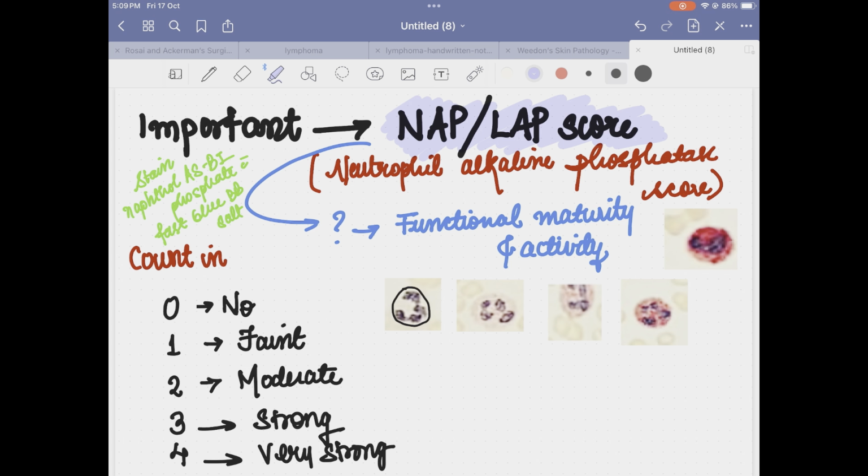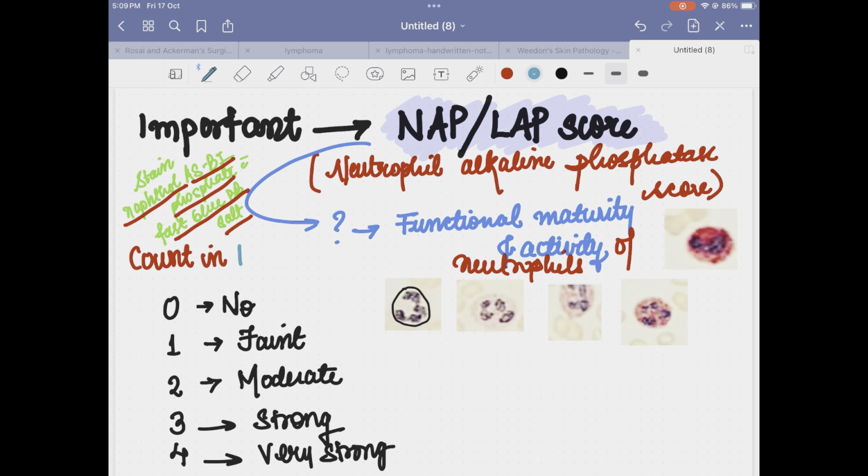So why is it done? It is to find out the functional maturity and activity of neutrophils. So how do you grade it? Based on the intensity of granules on the stain, which is naphthol AS phosphate with fast blue BB salt. You count in how many neutrophils?